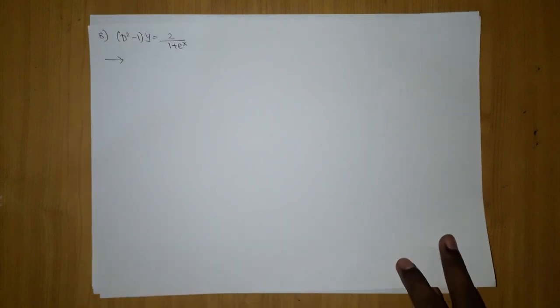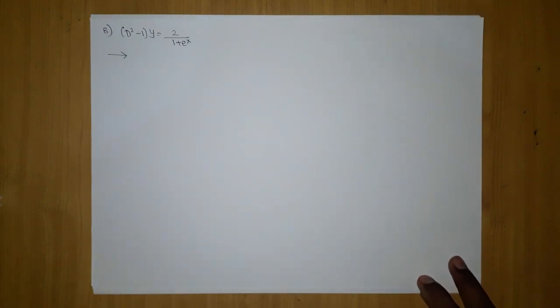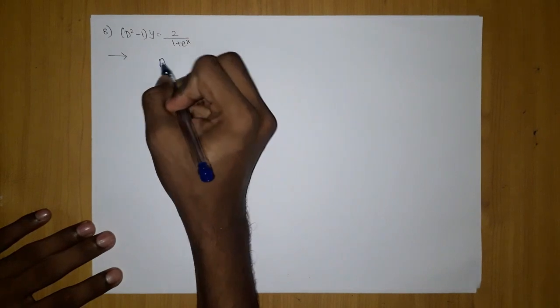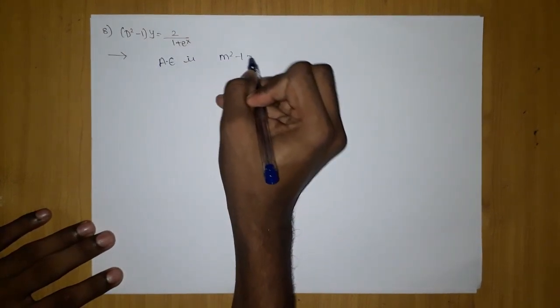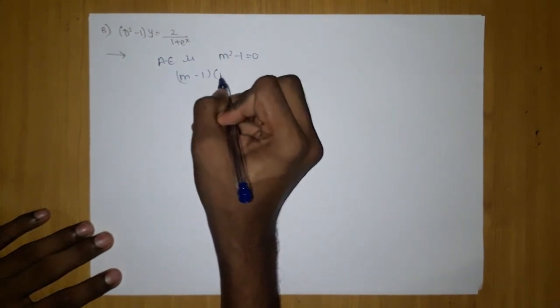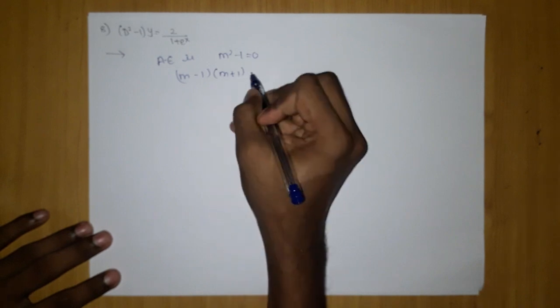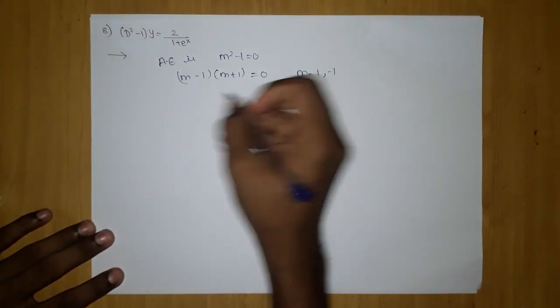So the next question which we are going to take is this question. The question says (D square minus 1) y equals 2 by 1 plus e to the power x. Now here the auxiliary equation is nothing but m square minus 1 equal to 0. Here we are left with m minus 1 and m plus 1, giving me m equals 1 comma minus 1.